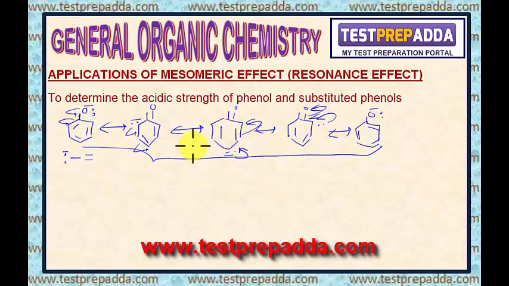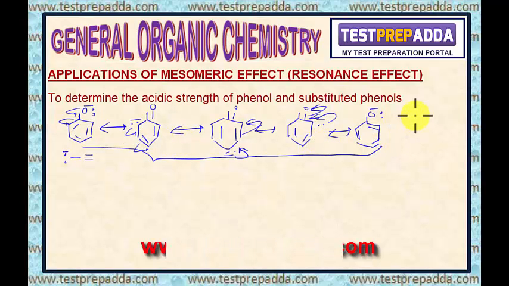So phenoxide ion we can say is resonance stabilized. Conjugate base is resonance stabilized. And since the conjugate base is resonance stabilized, on the basis of conjugate acid base theory we can say the parent will be acidic in nature. Parent will be acidic in nature.